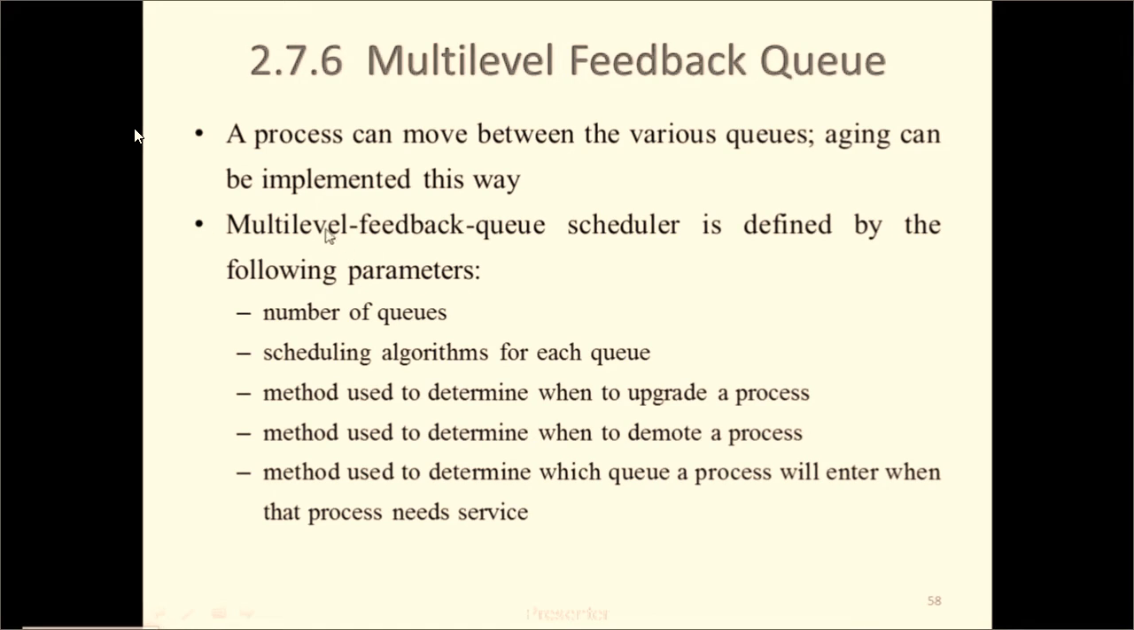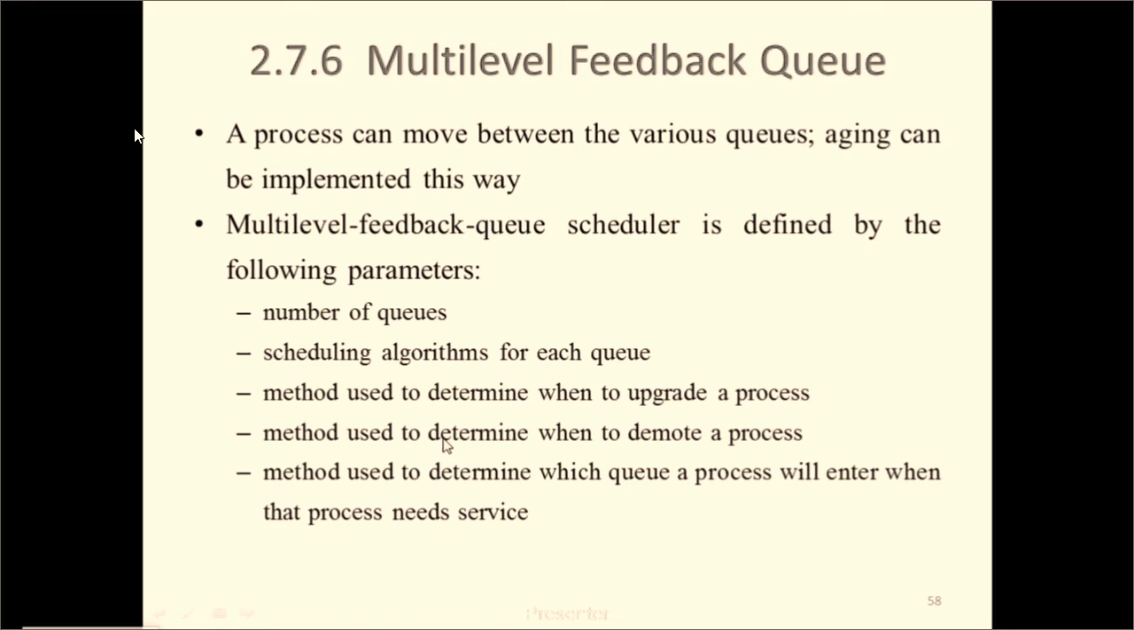Number one, as the name suggests, it should have a number of queues. Every queue should have its own scheduling algorithm. Remember that the scheduling algorithm may differ from queue to queue. Then a method used to determine when to upgrade a process. So when to apply the aging factor to a process, when to move the process from a lower priority to a higher priority queue.